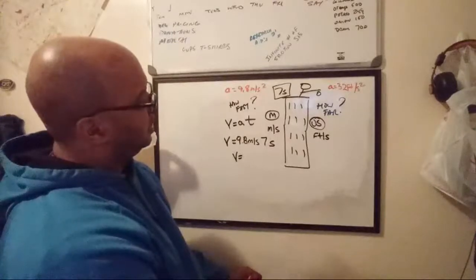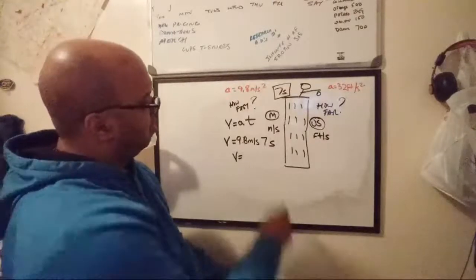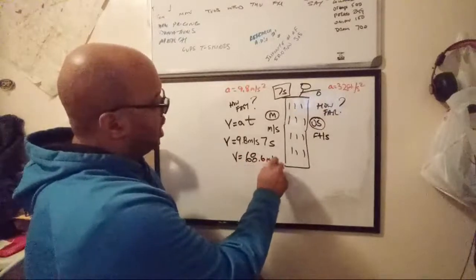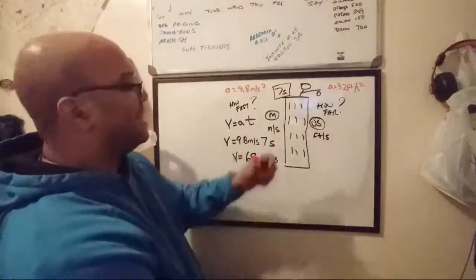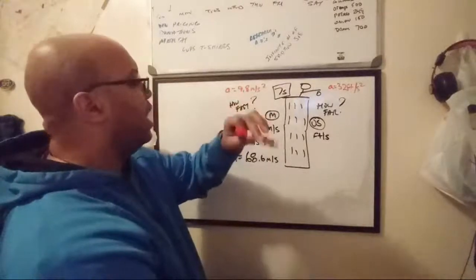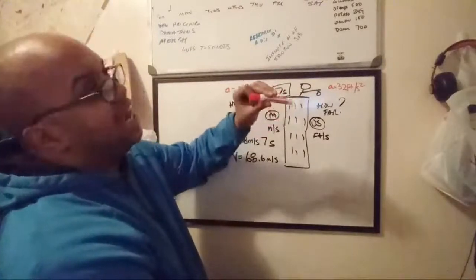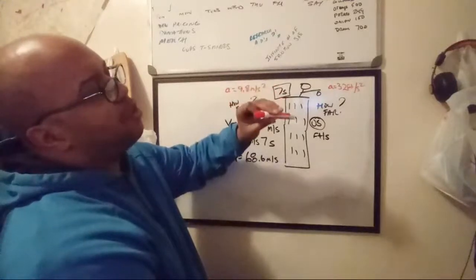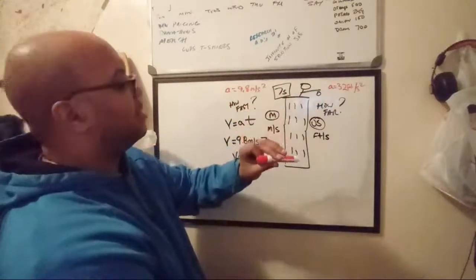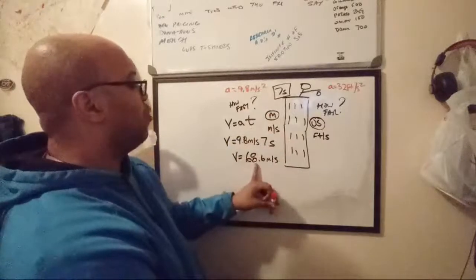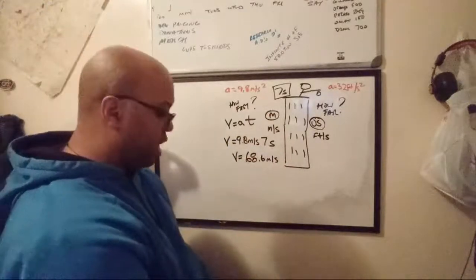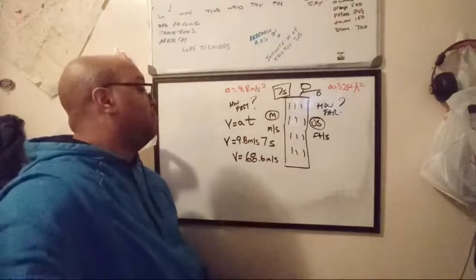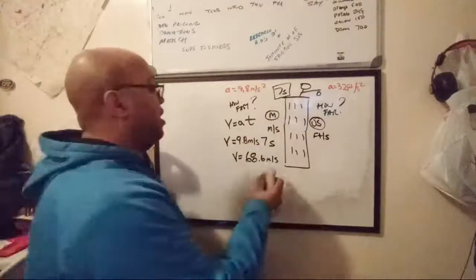68.6 meters per second is the velocity that this dry erase marker will be falling. If I went on the building and let it go and said 1001, 1002, 1003, 1004, 1005, 1006, 1007, at the 7th second, it would be moving at 68.6 meters per second. That is a lot, isn't it? Yeah. It's moving fast, man.